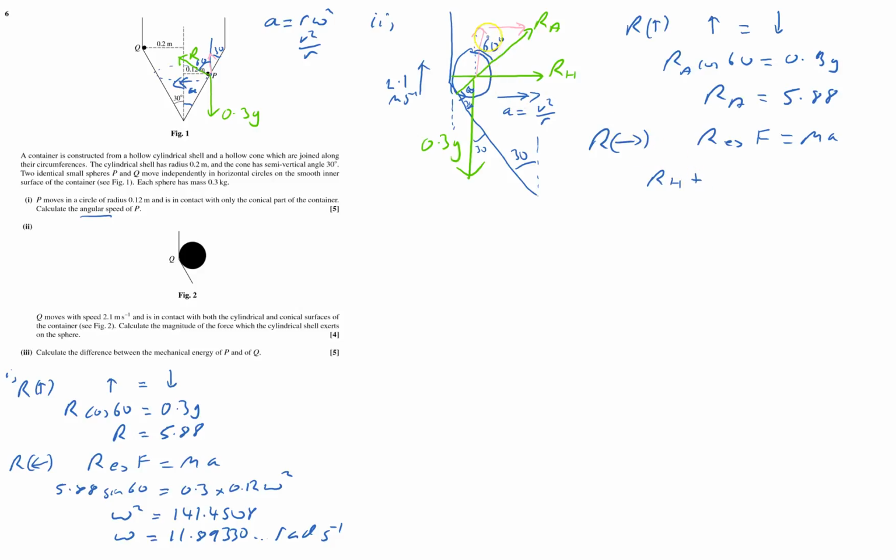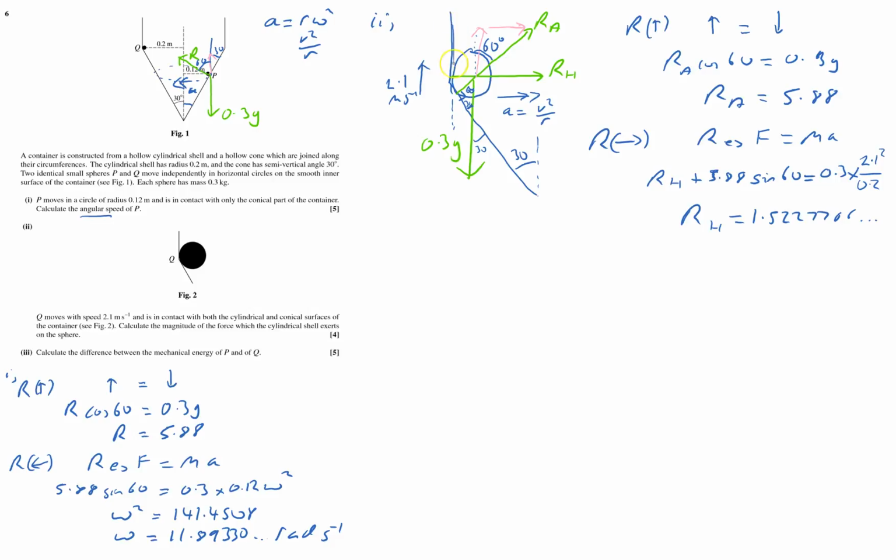And we've also got this component here of RA, which we just worked out is 5.88, so it'll be 5.88 sine 60. And that will equal the mass, which is 0.3, times v squared, which is 2.1 squared, over r, and the radius of it said was 0.2. And we want to find out what RH is. If you follow that through, RH gives you 1.5227706.